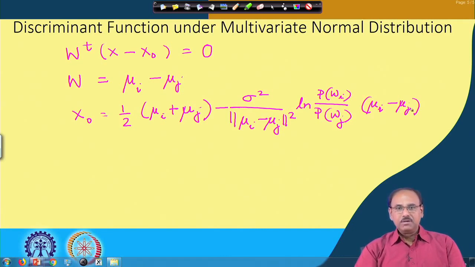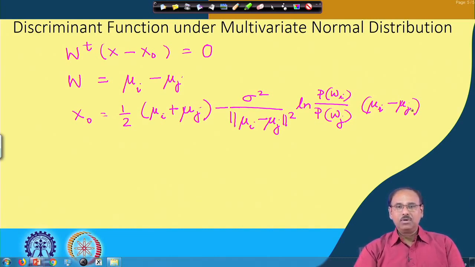And the expression for x naught, it says that because W transpose x minus x naught equal to 0, the decision surface is obviously perpendicular, orthogonal to the vector W, and as W is the vector drawn from mu i to mu j, the decision surface is orthogonal to the line joining mu i and mu j, and it passes through the point x naught.